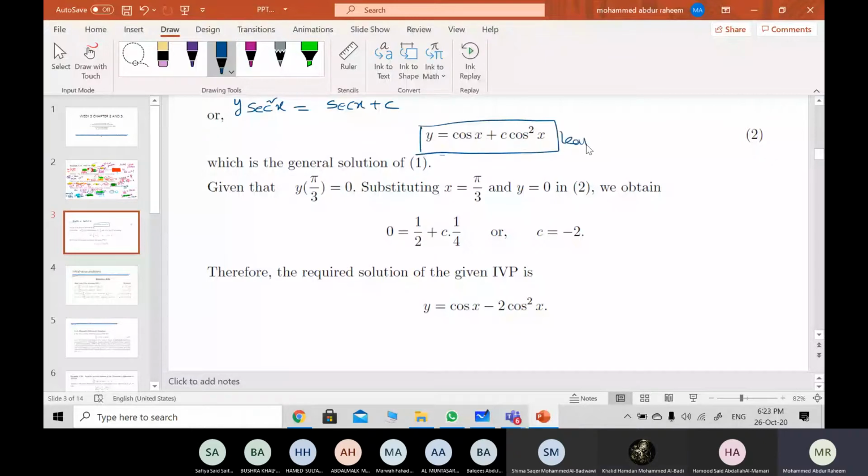This is the given condition. This C we want to find now. That is the question now. What is the value of C? We say in general, just C, constant of integration. For that, this condition is given in the question. To find this C, how much?